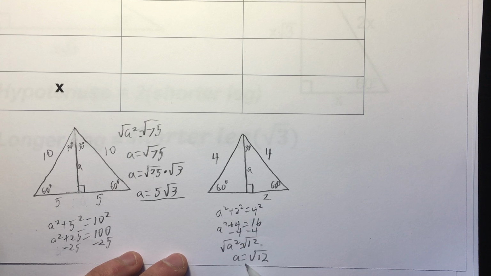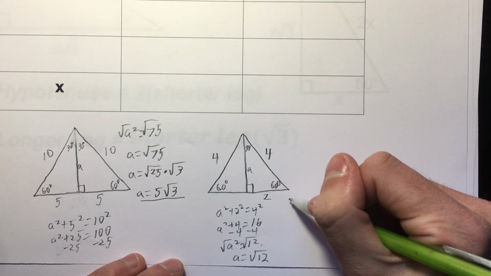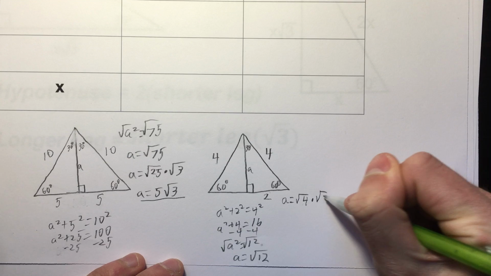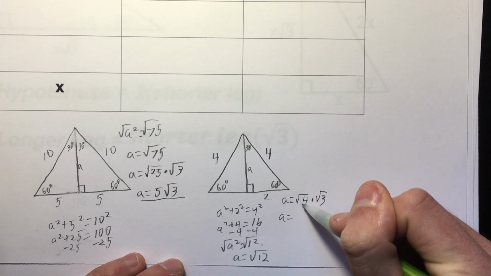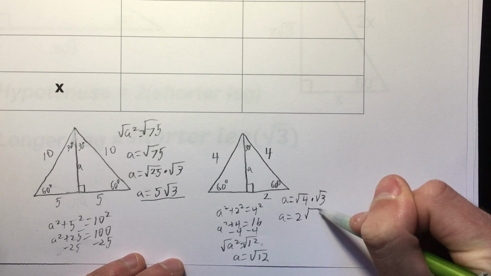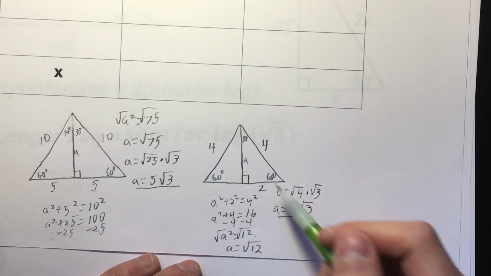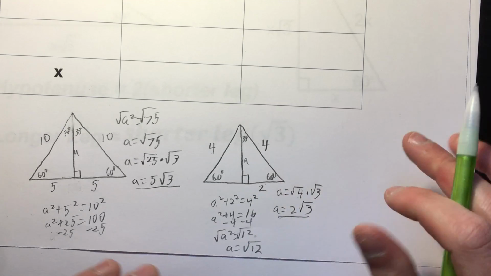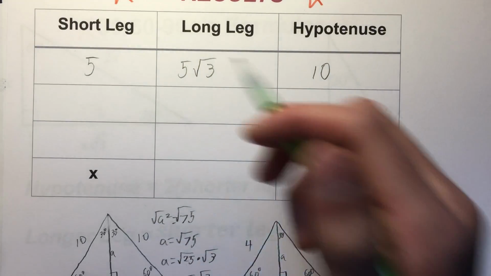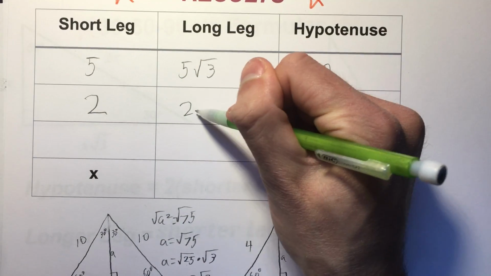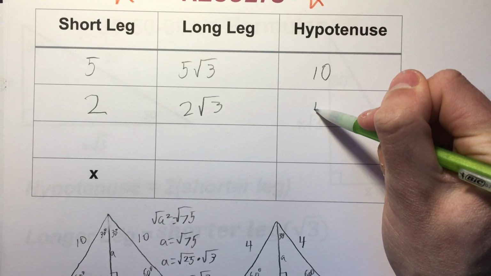Now, we just need to simplify this so it's in simplest radical form. Does a perfect square go into 12? Yeah, one does. 4 times 3, and 4 is a perfect square. So we could say that a is equal to the square root of 4 times the square root of 3. A equals, well, square root of 4 is just 2. 2 times the square root of 3. So when we have a short leg of 2, our longer leg is going to equal 2 root 3, and our hypotenuse is 4. So I'm going to go back to the table. Our short leg is 2. Our long leg is 2 root 3. And our hypotenuse is 4.